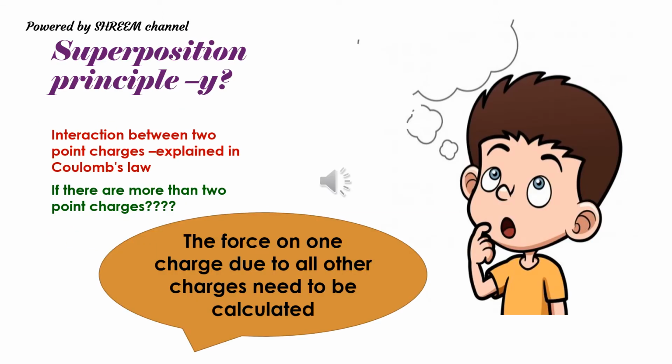We'll step into the content now. So far we learnt Coulomb's law, and in Coulomb's law only the interaction between 2 point charges was explained. But if there are more than 2 point charges, then how is it possible to calculate the force on one charge due to all other charges? So this was the question that arises.